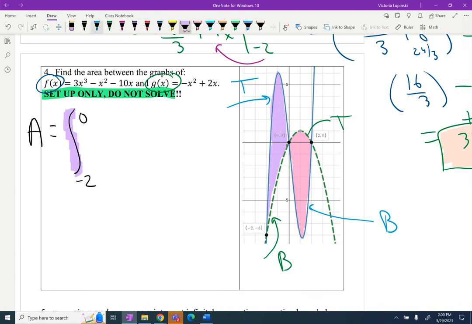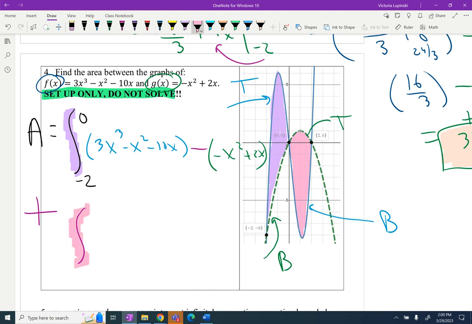For the purple region, the top curve is the blue one, which is 3x cubed minus x squared minus 10x. Then you have to subtract the bottom curve, and the bottom curve for the purple region is the green one, which is -x squared plus 2x. Could you subtract them, integrate it, and calculate it? I think you could. No. You're not going to for this one. Then it's a plus, and now you're going to set up a second integration for the pink piece.